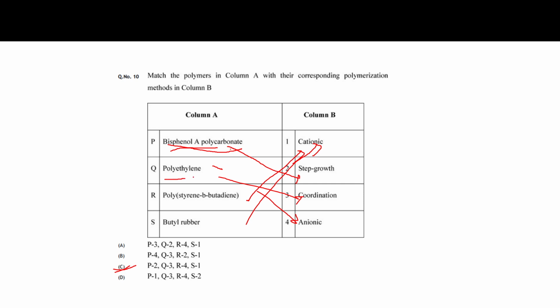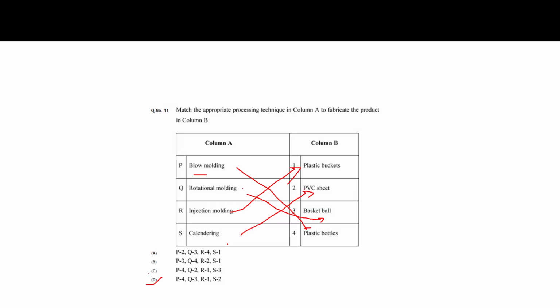Polyethylene, by addition polymerization, can also be synthesized using Ziegler-Natta catalyst, MAO catalyst, like a coordination polymerization. Polystyrene butadiene is an anionic polymerization technique, and butyl rubber is a cationic polymerization technique.